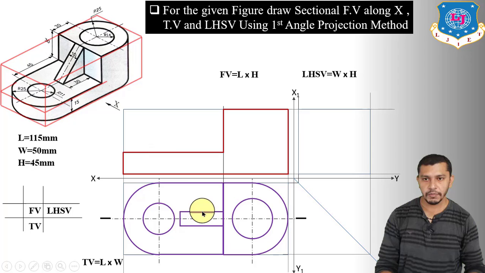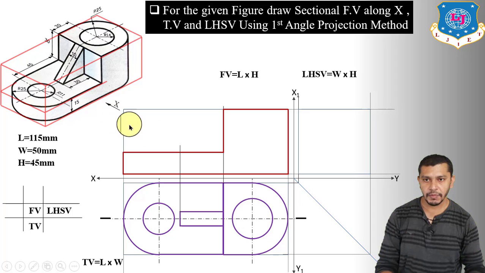Now we have to draw the rib in the front view. So project the rib. We have projected this length 30 mm, and in the front view the rib is seen as a triangle having base 30 mm and altitude 30 mm. So this length is 30 mm and this height is 30 mm. So connect this corner to this point will give us the front view of this rib.